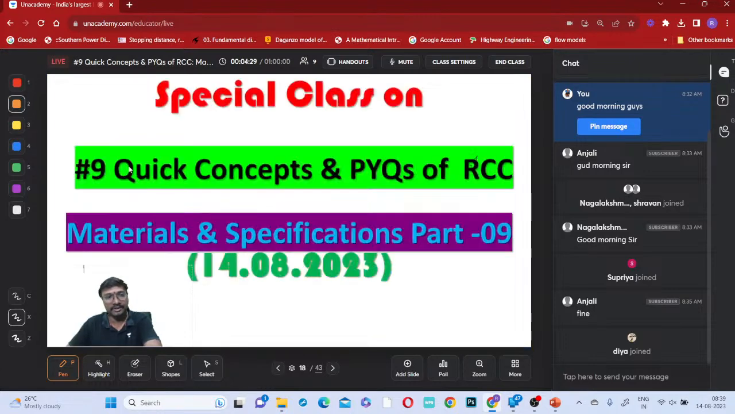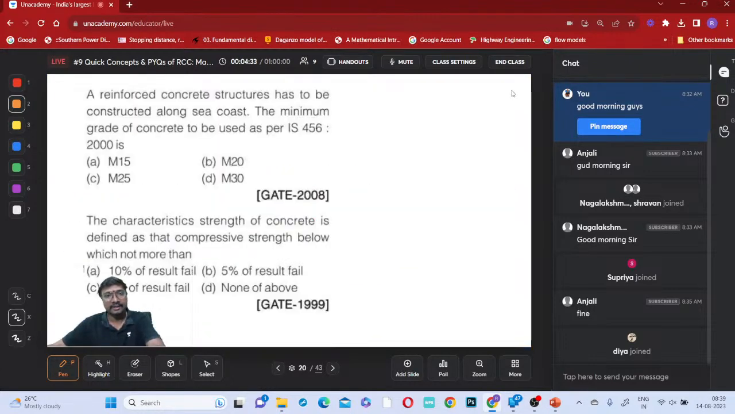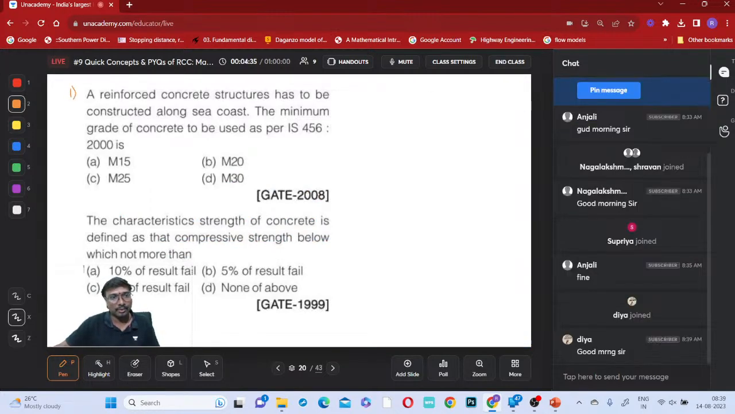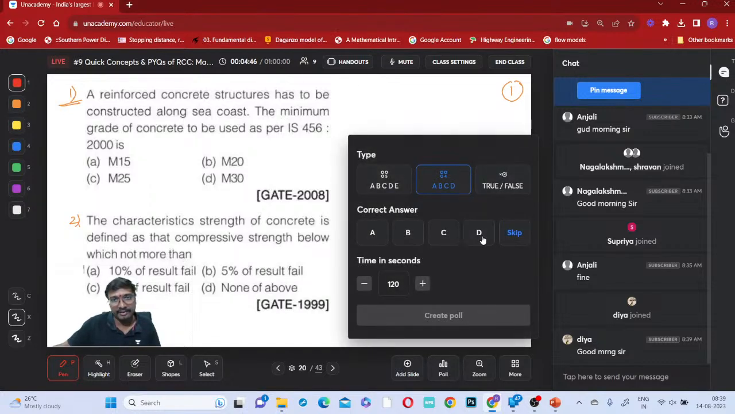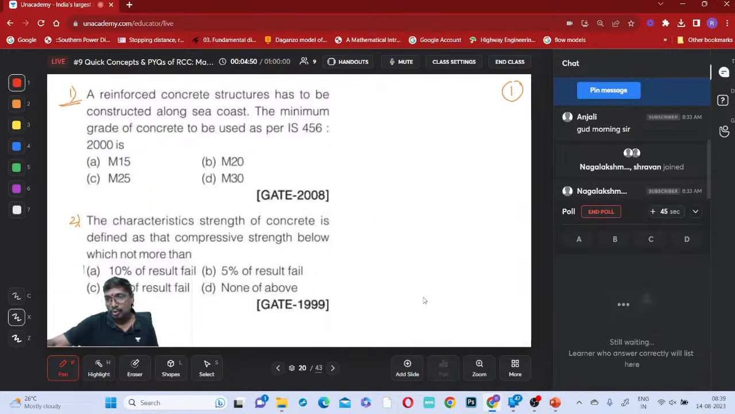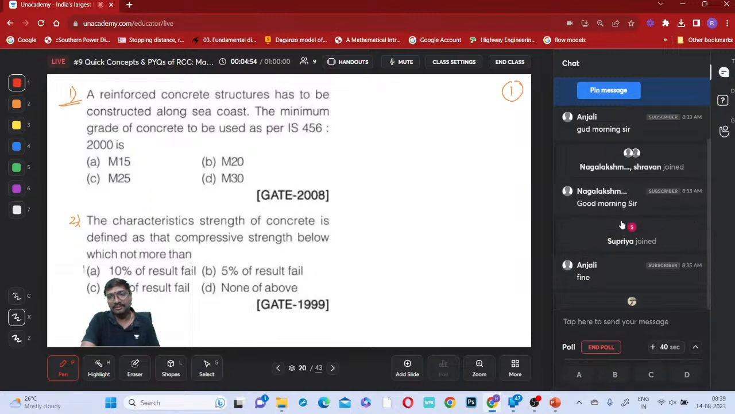Now, this is the ninth part in the materials and specifications. Shall we go for the questions, everyone? We'll go for these questions. I will start with the first question. Try to select the answer in the 45 seconds I will give, keeping the YouTube people also in mind. YouTube people, write the question number and answer.